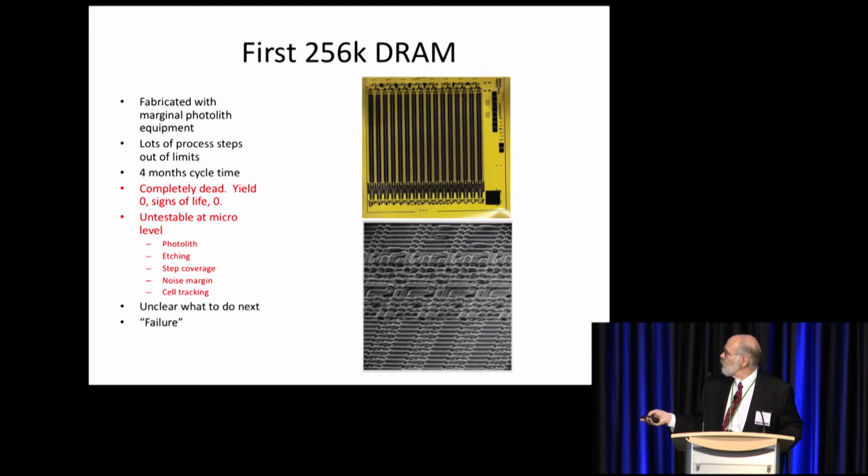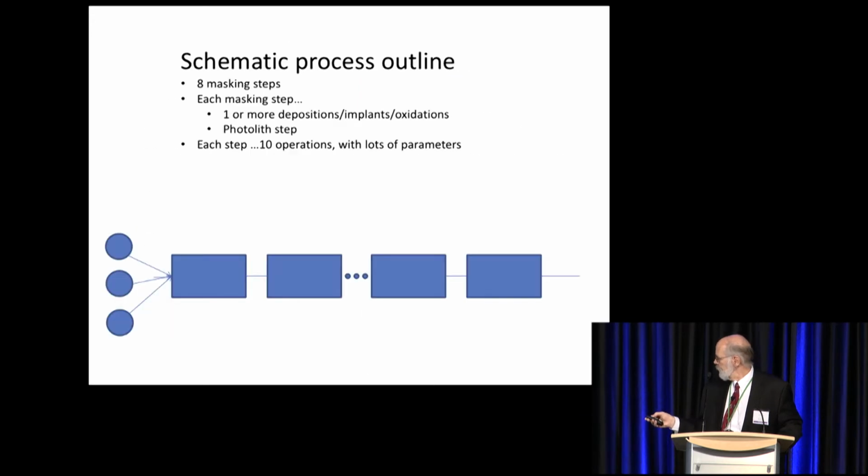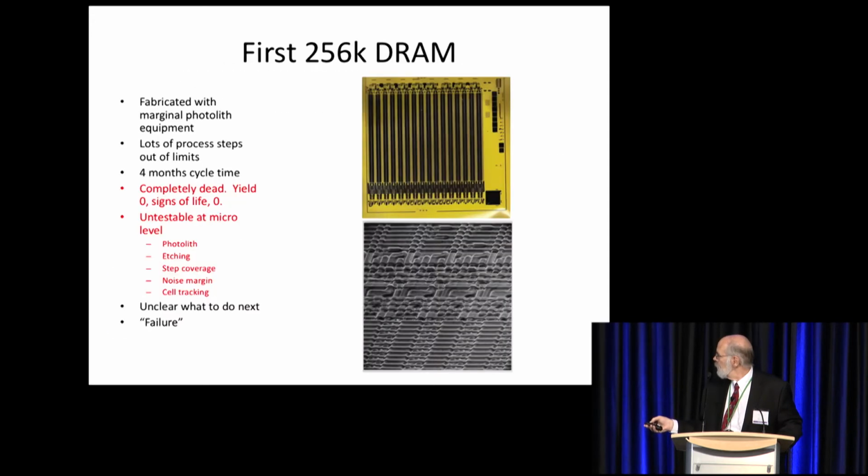So we built this chip. We fabricated it with marginal photolith because we didn't have our E-beam system. It has lots of process steps. We're not perfect, but we built it anyhow. It took 4 months for us to get this through the fab cycle. And when it came out, it was completely dead. It was so dead, we didn't know why it was dead.